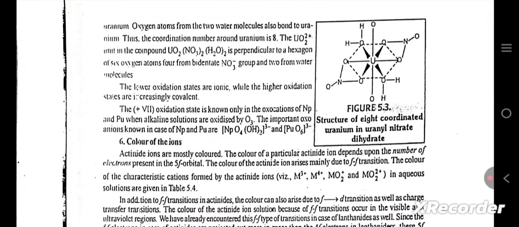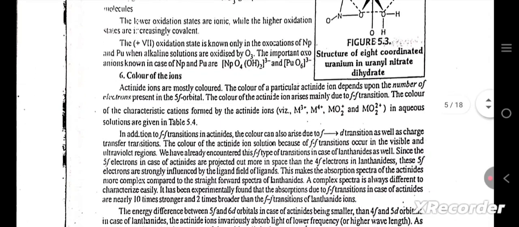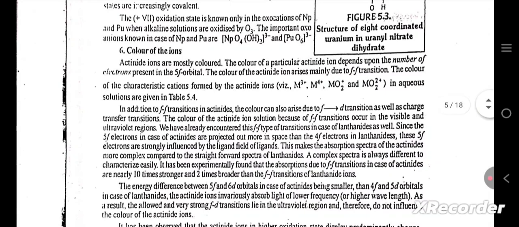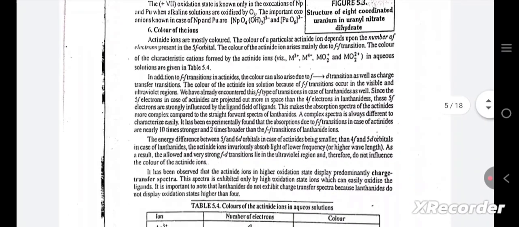Thus, the coordination number around uranium is 8. The UO2 2+ in the compound is perpendicular to a hexagon of 6 oxygen atoms formed by 4 from the two NO3 groups and 2 from the water molecules. The lower oxidation states are ionic, while the higher oxidation states are increasingly covalent. The +7 oxidation state is known only in the oxocations of Np and Pu when alkaline solutions are oxidized by O3. The important oxo anions known in the case of Np and Pu are listed.